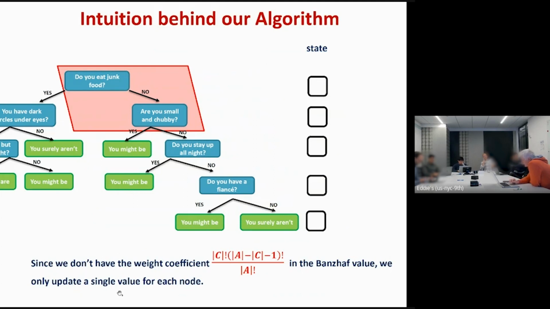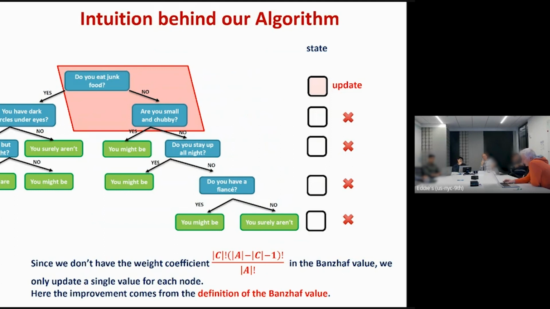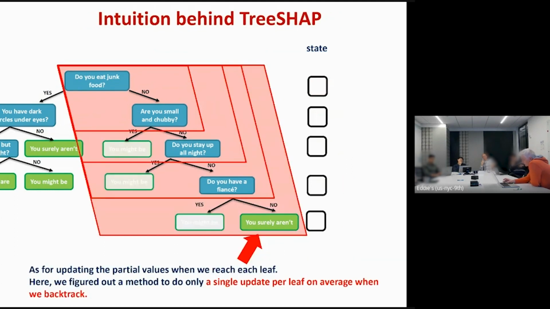The improvement of the running time in our algorithms, first of all, comes from the fact that the Banzhaf values are not weighted according to this function. So we don't need to store the different values while going down the tree, just one. So this is one improvement, and it comes from the definition of the Banzhaf value.